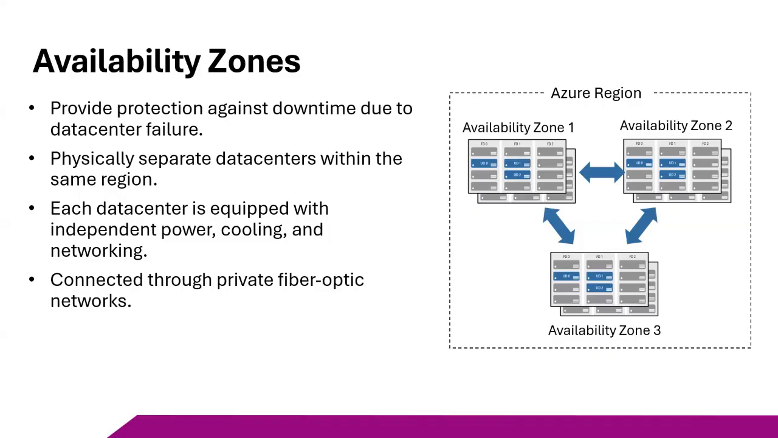In case a data center fails, your solution keeps running in another data center. So availability zone is necessary so that your data keeps running. It prevents against downtime, against data center failure, and the others. And these data centers, they are connected through private fiber optic networks, right? And each data center is equipped with its power system, its cooling and networking.